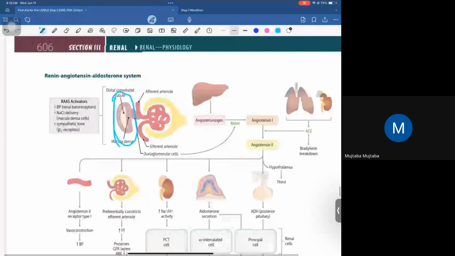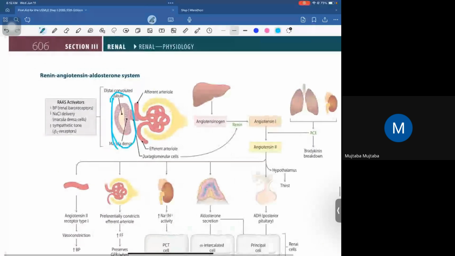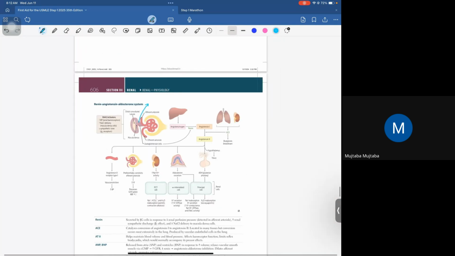The macula densa is attached to another structure that is attached to the afferent arteriole. And what is that structure? That structure is the juxtaglomerular apparatus. Now, the juxtaglomerular apparatus is going to secrete renin. So the first thing in this system is renin.